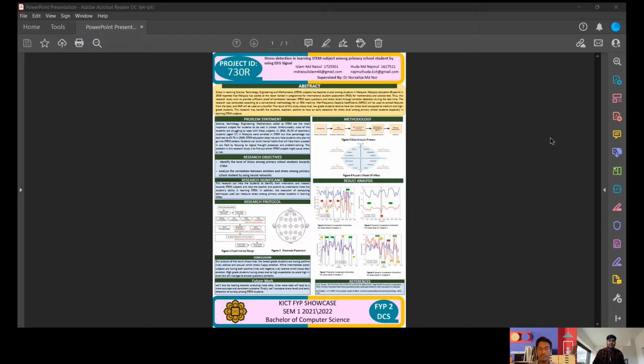The research was conducted according to a conventional methodology for an EEG machine. MFCC was used to extract the features from the data and MLP was used as a classifier. The result of the study shows that low-grade students tend to have a low stress level compared to medium and high-grade students. This research may benefit students, teachers and parents by providing early detection of stress levels among primary school students, especially in learning STM subjects.